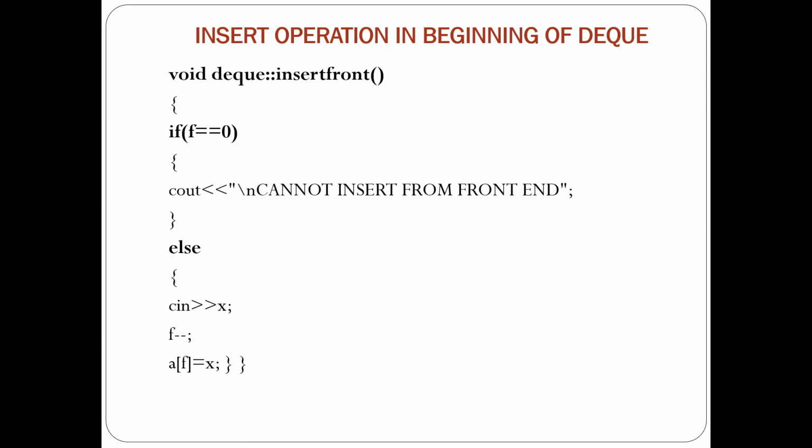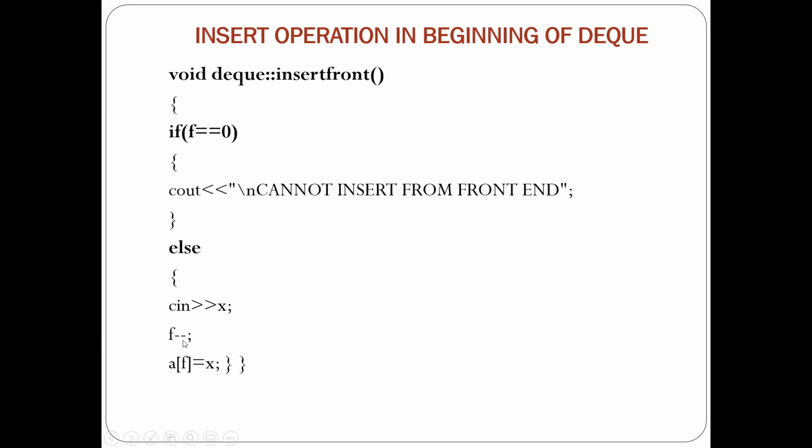So first we'll see the insert operation in the beginning of the DQ, that means insertion from the front end. If we want to do the insertion from the front end, then first we have to check whether your front index is there. If it is at the -1 position, then we can do the insertion from the front end. But if it is at the 0th position, then we cannot insert from the front end. So if it is not at the 0th position, then accept the element from the user.